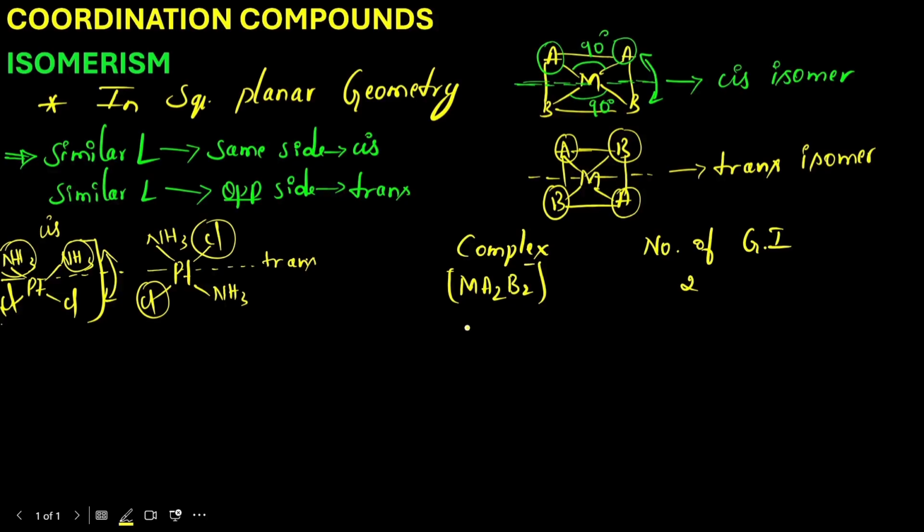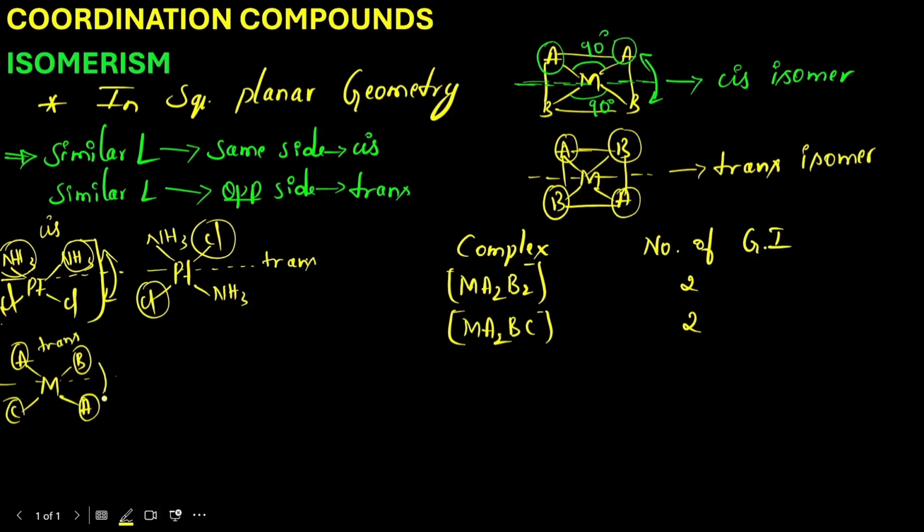If you take Ma2BC, A2BC type of complex, the number of geometrical isomers possible is 2. For example, here metal, here we have A, B, A and C. This is the Ma2BC complex. Here we have 2A and 1B and 1C. So here if you pass the plane, two same ligands are present on opposite sides, therefore it is trans.